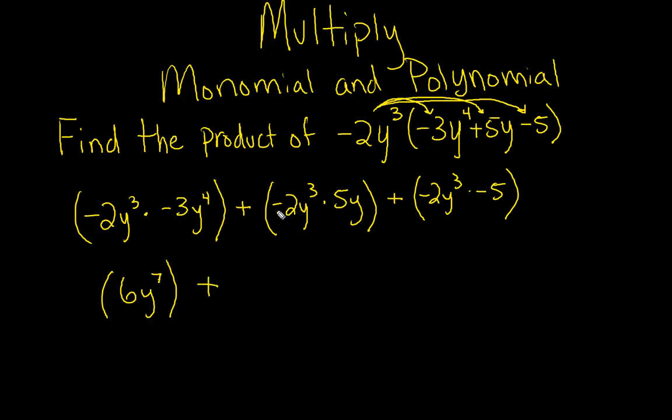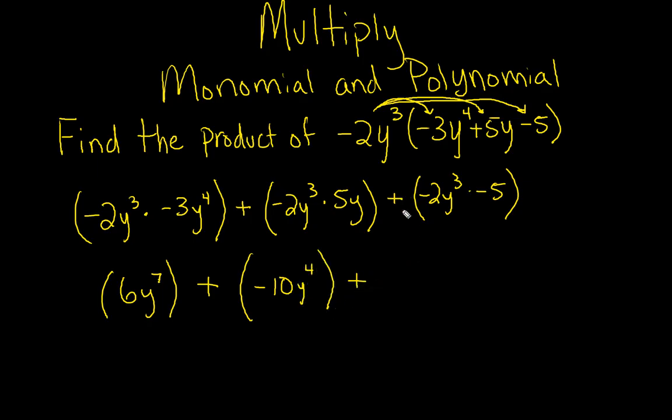Moving on to the next one, we have negative 2y cubed times 5y. Multiplying our coefficients together, negative 2 times 5 gives us a negative 10. Y to the third power times y. Well, there isn't an exponent here, but there is a 1 there. We just don't put it in there because it's not needed. So we do 3 plus 1 is 4, so it's negative 10y to the fourth power.